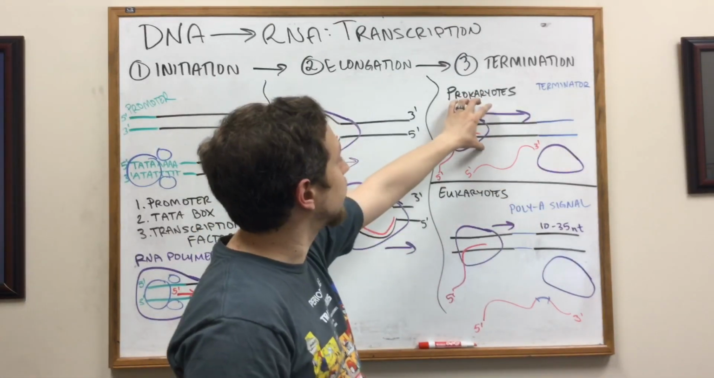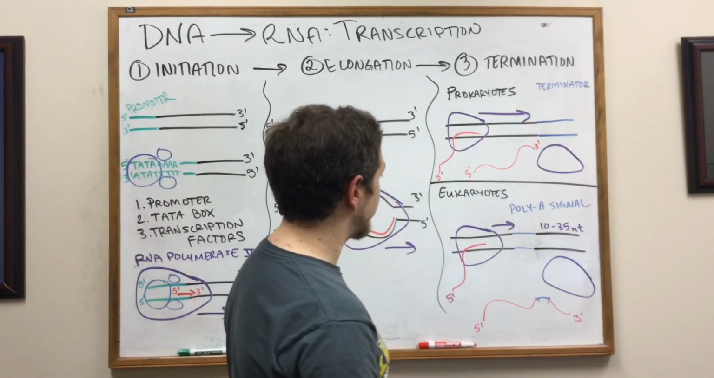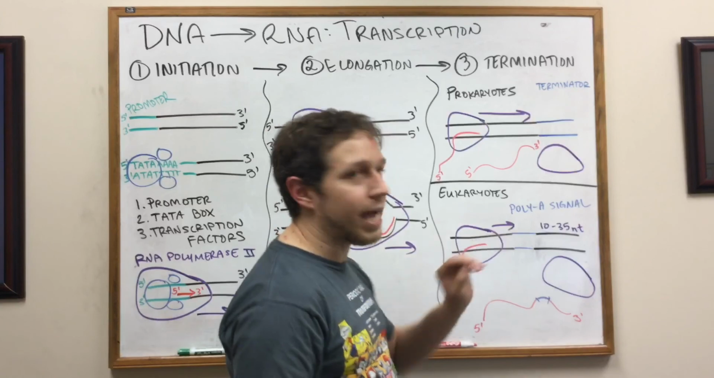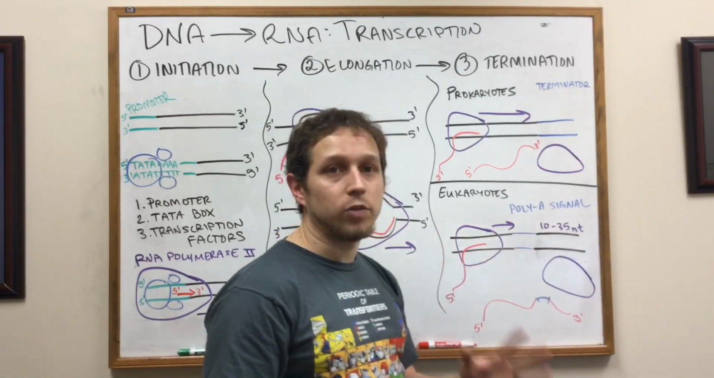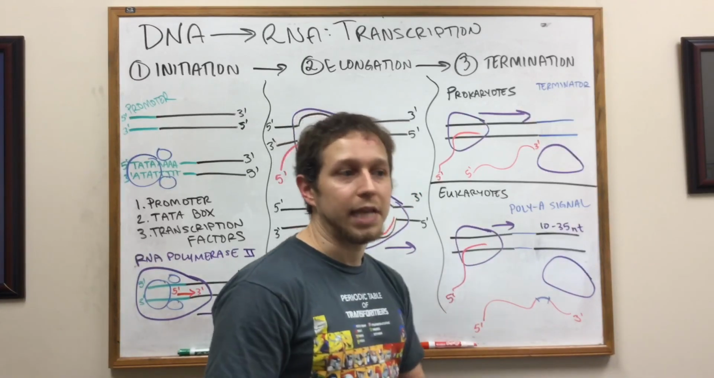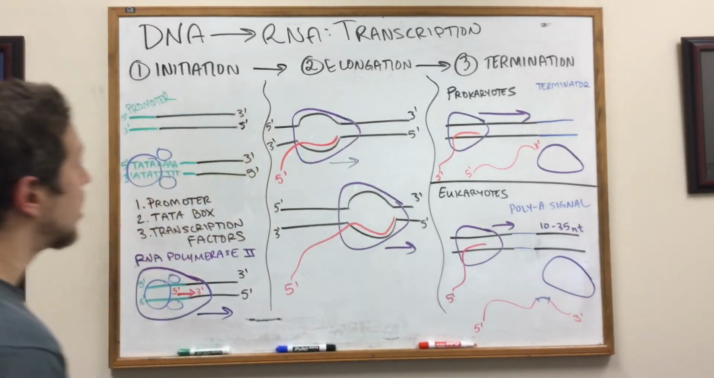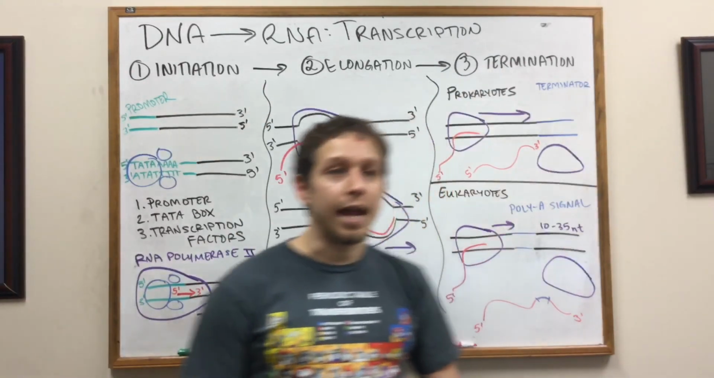So the big difference here, prokaryotes, they hit a terminator sequence and the polymerase falls off. With eukaryotes, the polymerase passes over that poly-A signal, and then 10 to 35 nucleotides later, it falls off, and that poly-A signal winds up in the mRNA molecule. So this is transcription, initiation, elongation, and termination.